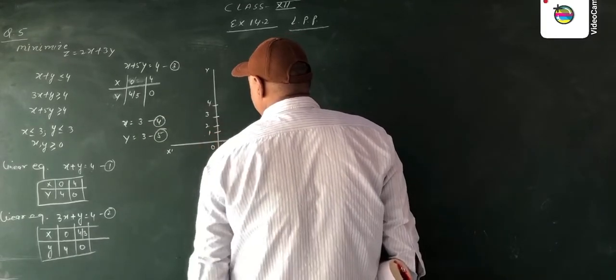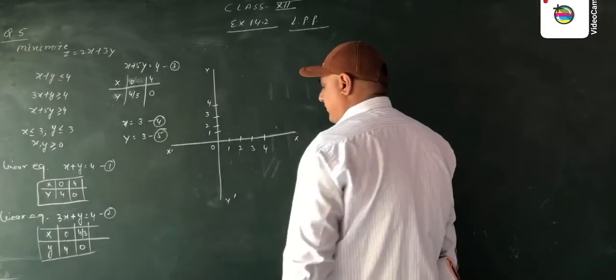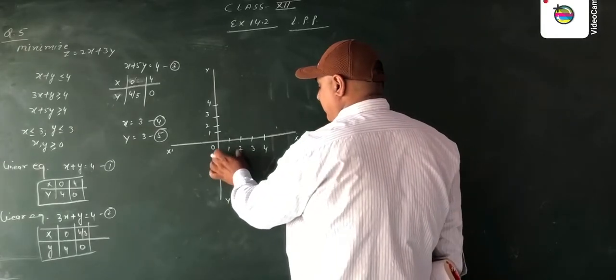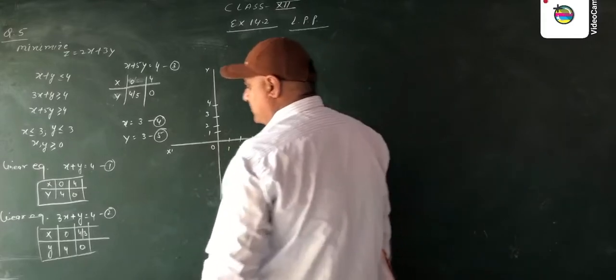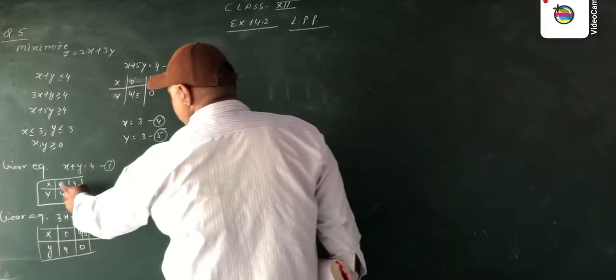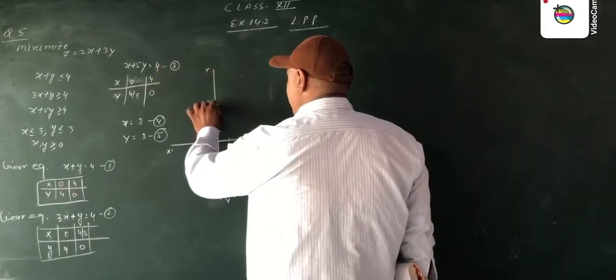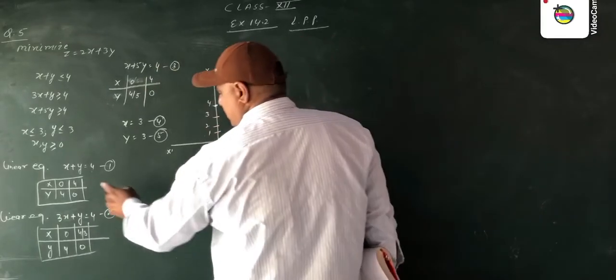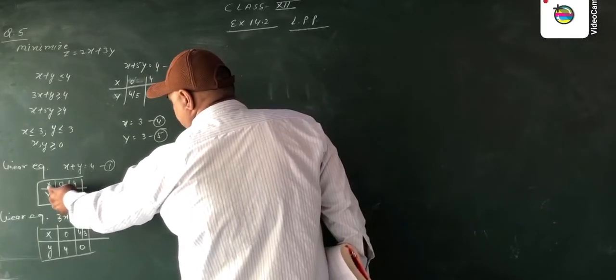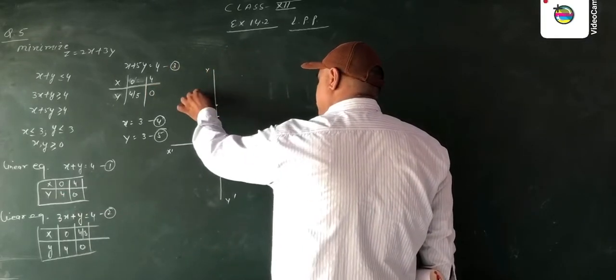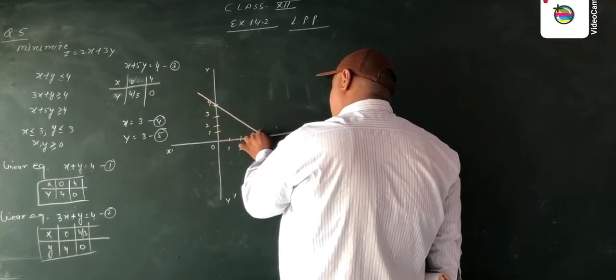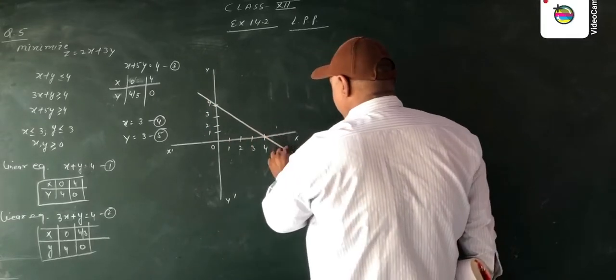Now we take equal distances on the graph. Now we discuss the first equation. x = 0, y = 4. This is y = 4. This is x = 4, y = 0. Now we join these two points with the scale. This is your equation number first.